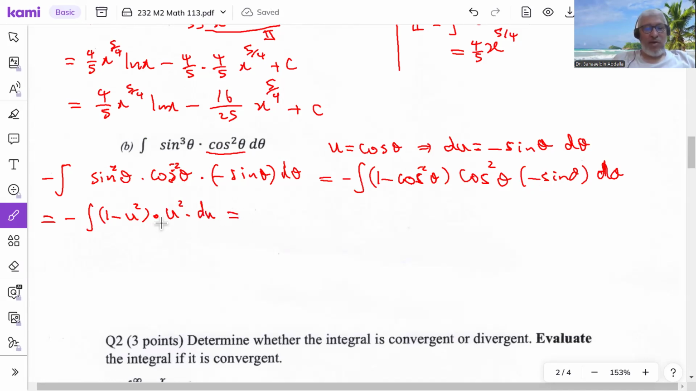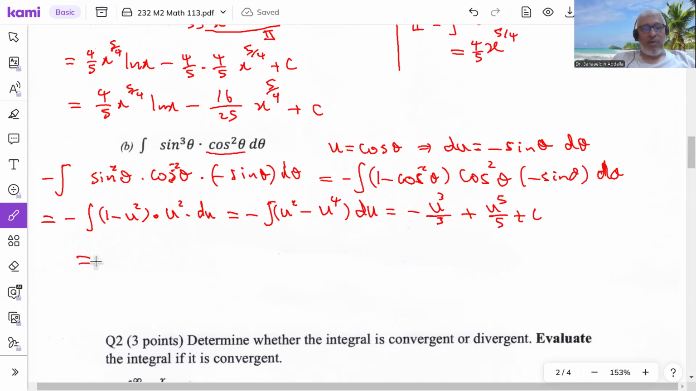So now I have an integral in u, which is easy to evaluate because I can just expand its product. So you have to expand. Integral does not distribute if there is a product. So 1 times u square, you have u square, and u square times u square is u to the power 4. And now the integral is ready. The integral distributes if there is a positive or negative sign. So I have negative, and integral of u square, we just add 1 to the power, and minus times minus would be plus u to the power 4 plus 1, which is 5 over 5.